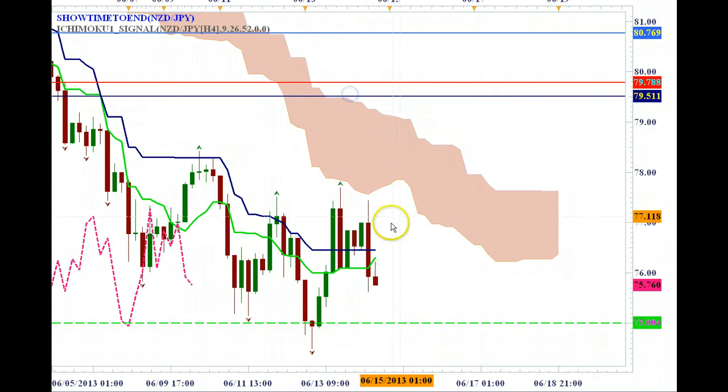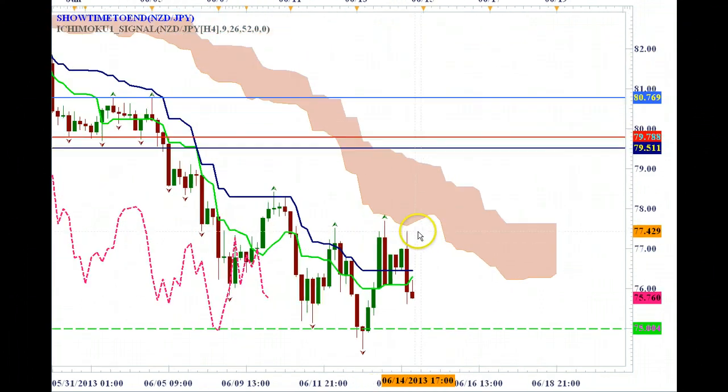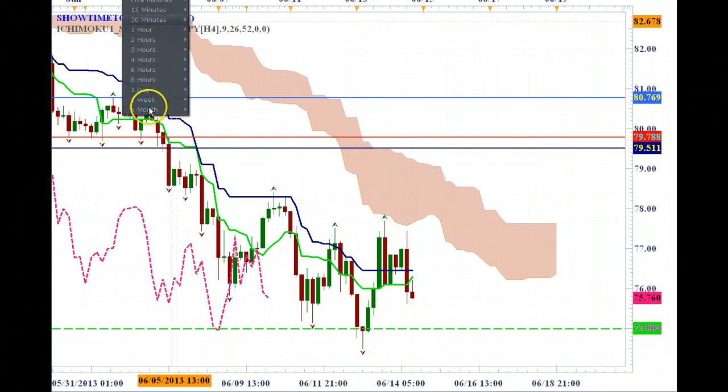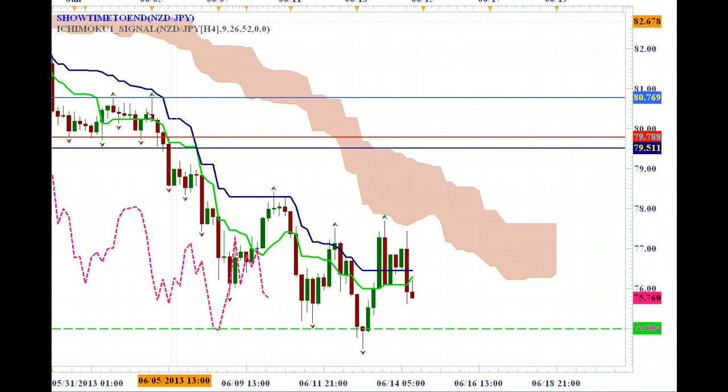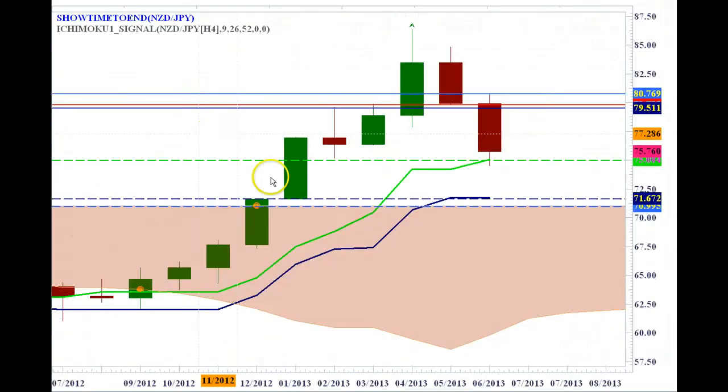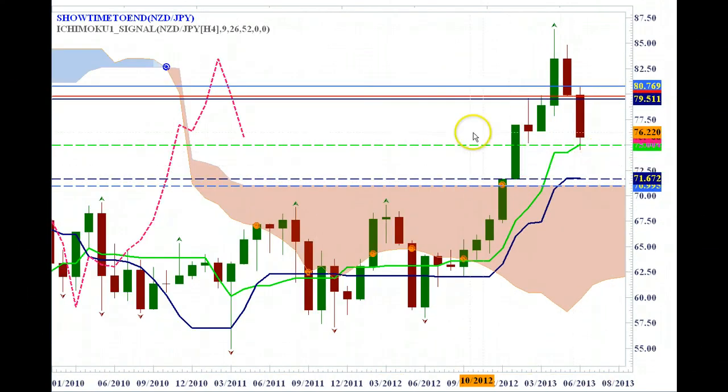Pretty much, we don't want to see anything going on with this pair except a break below this level. Now, let's go back to the monthly. Show you one thing. Alright, on the monthly we may be done with this move, right?